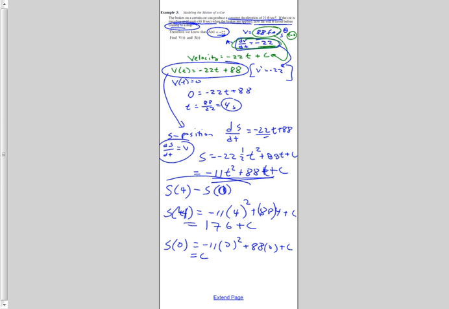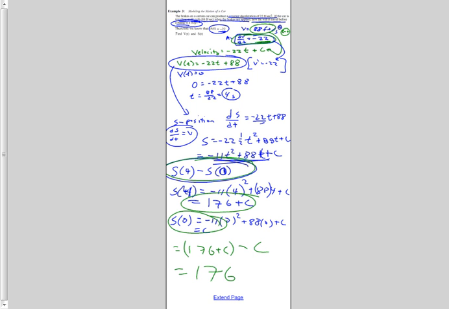So therefore, the change in my position, which is s of 4 minus s of 0, is going to equal 176 plus c, my position at time equals 4, minus c, which is my position at time equals 0, and that equals just 176. So using integration, using the antiderivatives, knowing just the acceleration, I was able to find out how far a car went in the time it took for it to stop.